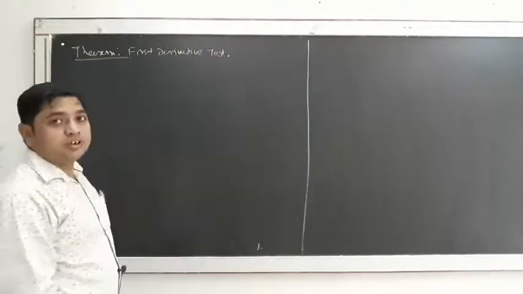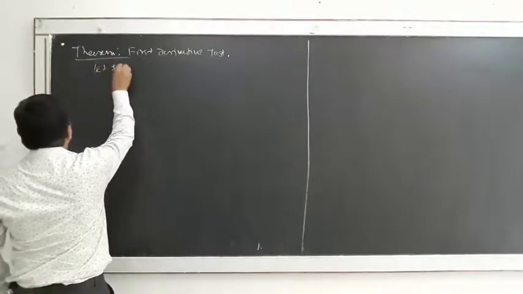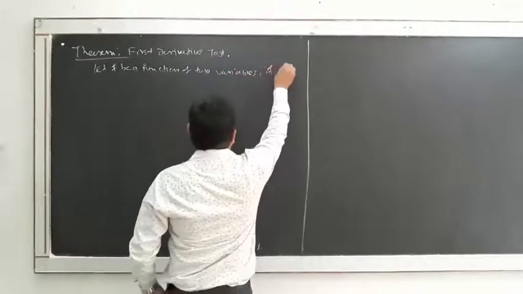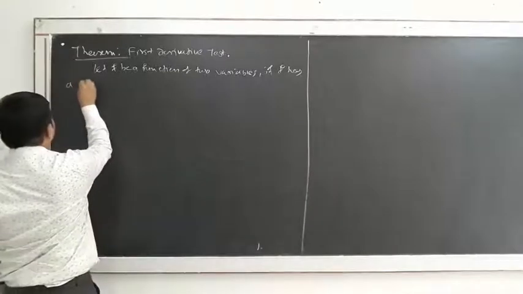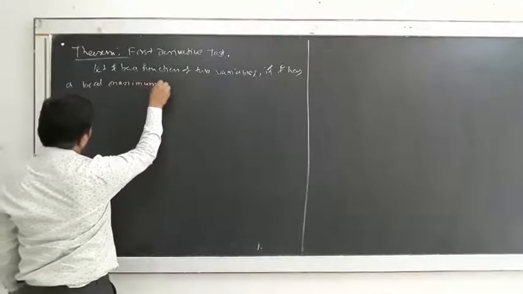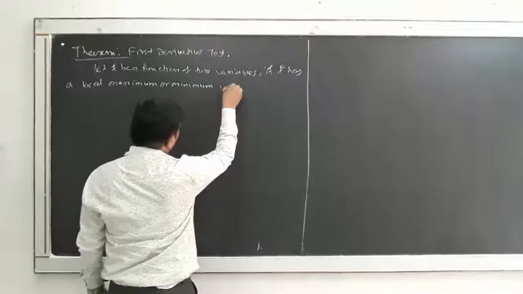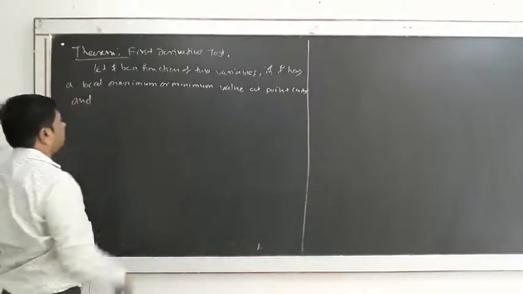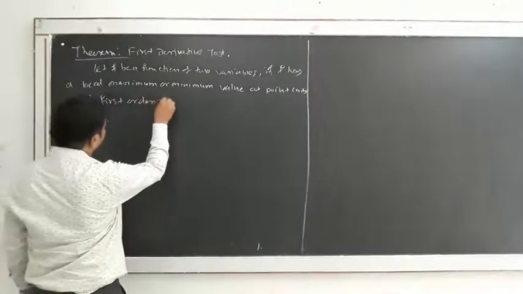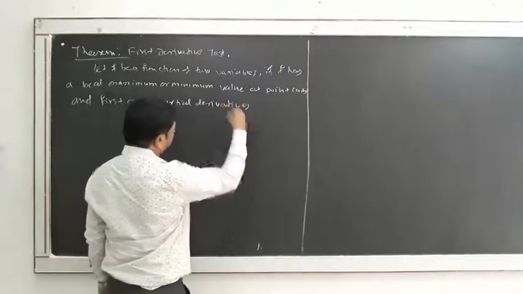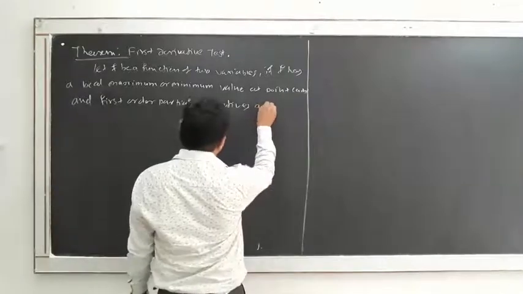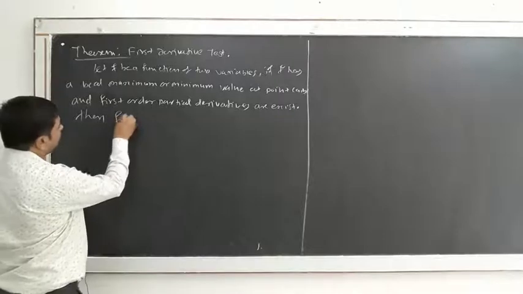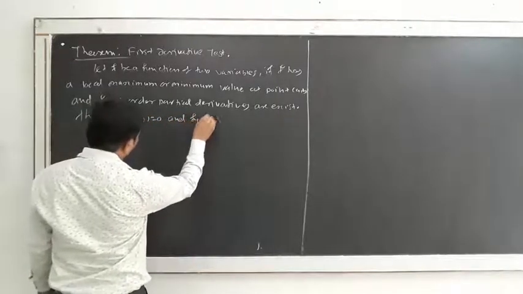So what is the first derivative test of a function? We write: let f be a function of two variables. If f has a local maximum or minimum value at point (a,b) and the first order partial derivatives exist, then fx(a,b) is equal to 0 and fy(a,b) is equal to 0.